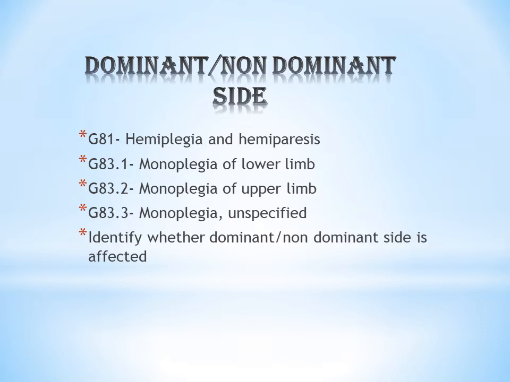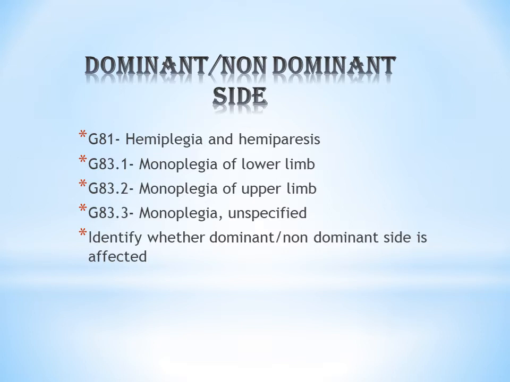For the first case, if the patient is right side dominant and has hemiplegia on the right side, you have to take the code for hemiplegia on right dominant side. On the reverse, if the right-hand-side dominant patient has hemiplegia on the left side, the left is non-dominant for that patient. So hemiplegia on left non-dominant side.